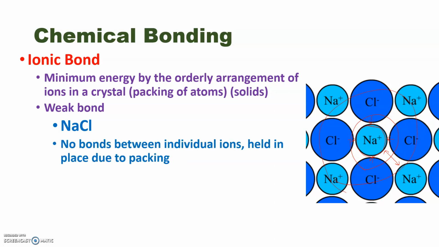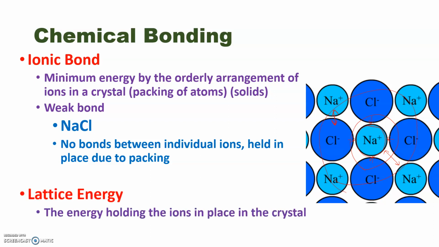So what you need to know is there are no individual bonds between the atoms. There's no individual bond linking these two atoms together. It's just kind of a net attractive force that holds them together as they're packed in there. And this force we call the lattice energy. It's the energy holding the ions in place. That's called the lattice energy. Or another way to think about it is that's how much energy it takes to break the crystal apart.